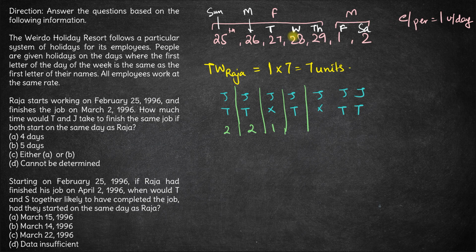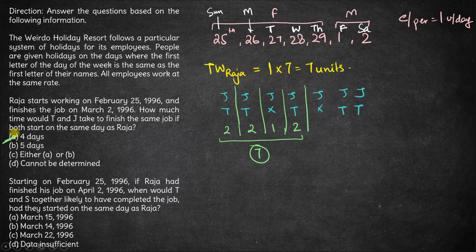Then on Wednesday, again both of them are working, so 2 units are done. So in these 4 days, the total amount of work done is 7 units. That means the whole work will get completed. In how many days does the whole work get completed? In 4 days itself. So the correct answer here will be option A. Okay.